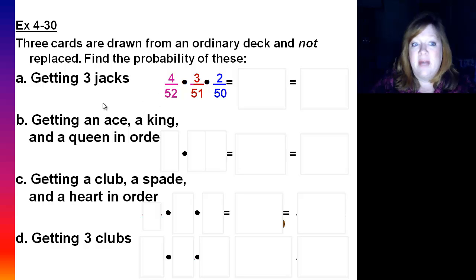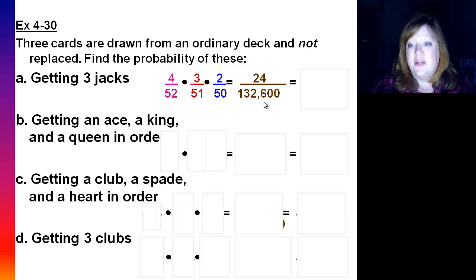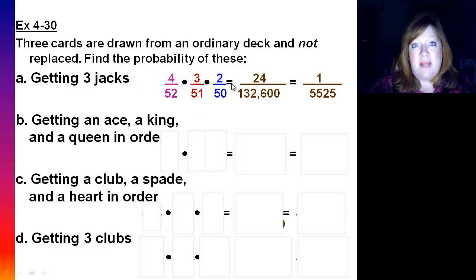So you have to assume that the probability of each one, the top goes down by 1: 4, 3, 2. And then each time we draw a card, the total number of cards goes down. When you multiply straight across, you get 24 out of 132,600, and putting that in lowest terms is 1 over 5,525. Hopefully when you're multiplying fractions, you can cross cancel. So for instance, I'd take the 4 into the 52, that's 1 out of 13, and 2 into 50, 1 out of 25. But you don't have to because you can use your calculators, and I'd probably get a decimal for this because most people know that doesn't correlate to them.